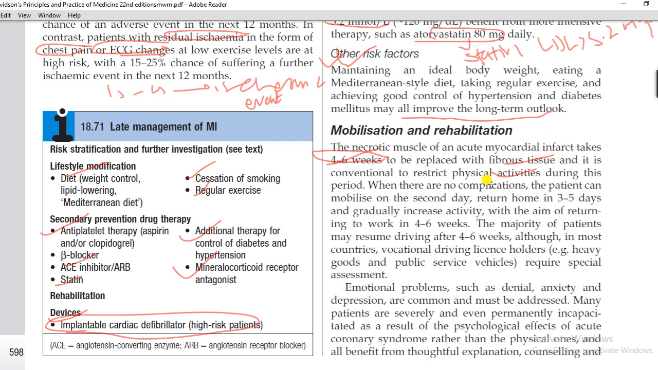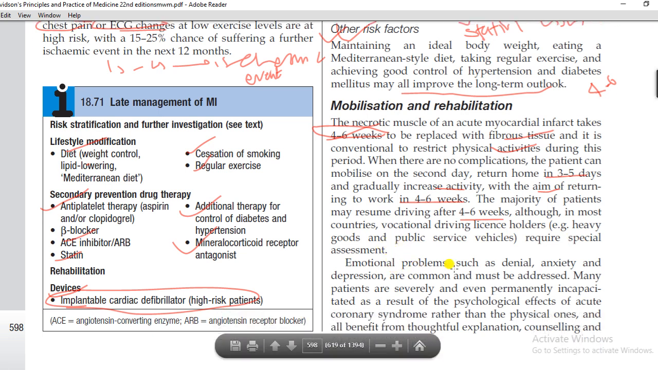During this period, when there are no complications, the patient can mobilize on the second day, return home in 3 to 5 days, and gradually increase activity with the aim of returning to work in 4 to 6 weeks. So they can go back to their work within 4 to 6 weeks. The majority of patients may resume driving after 4 to 6 weeks, although it must be considered for vocational driving license holders. Heavy goods and public service vehicles require special assessment.